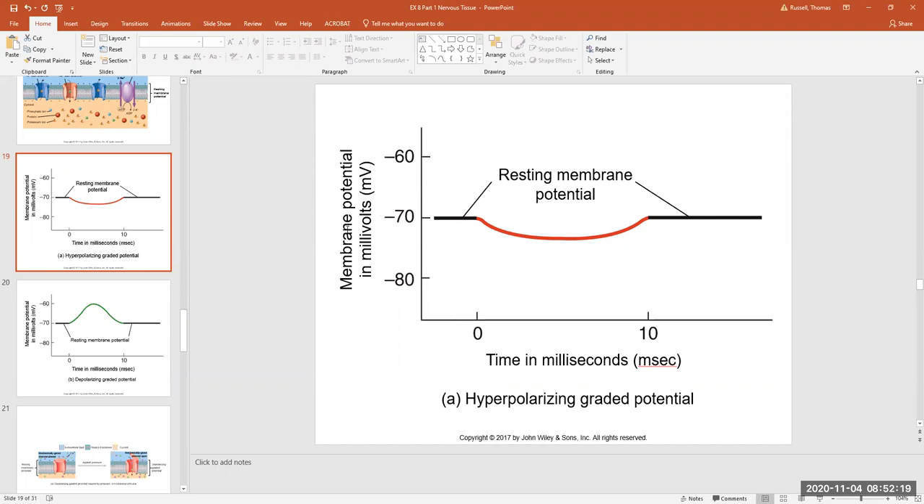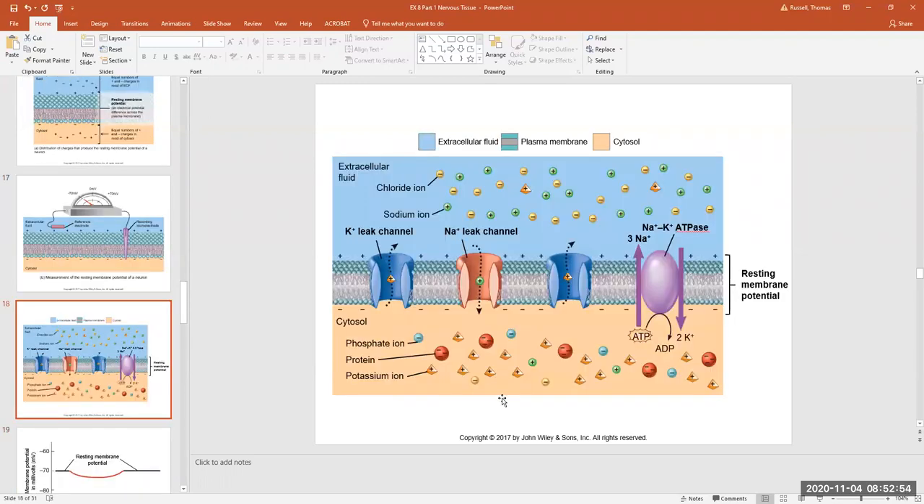Now, look at this particular picture. All of a sudden, we're recording our resting membrane potential at baseline, but the potential becomes more negative. The line actually drops below minus 70 to become, I don't know, a minus 75 or so. It becomes more negative. So what could possibly cause the inside of the membrane to become a little more negative than the resting membrane potential? Well, a couple of things can make the inside of the cell negative. You could open a potassium channel and lose positives. And if you lose positives, you become negative.